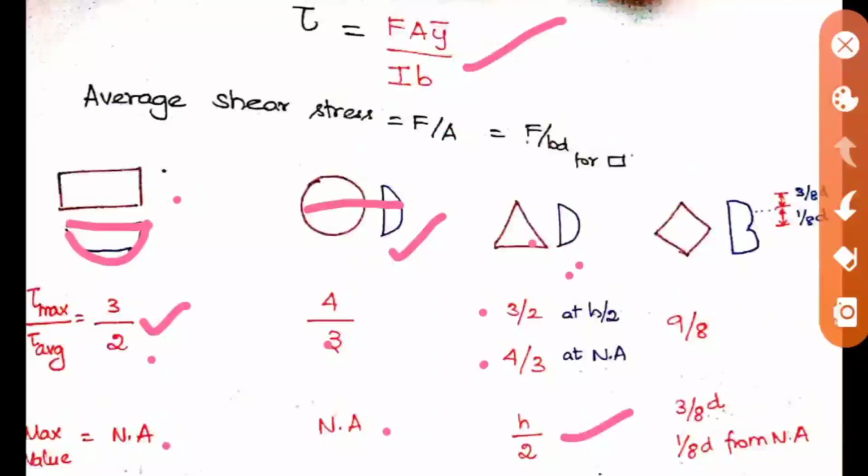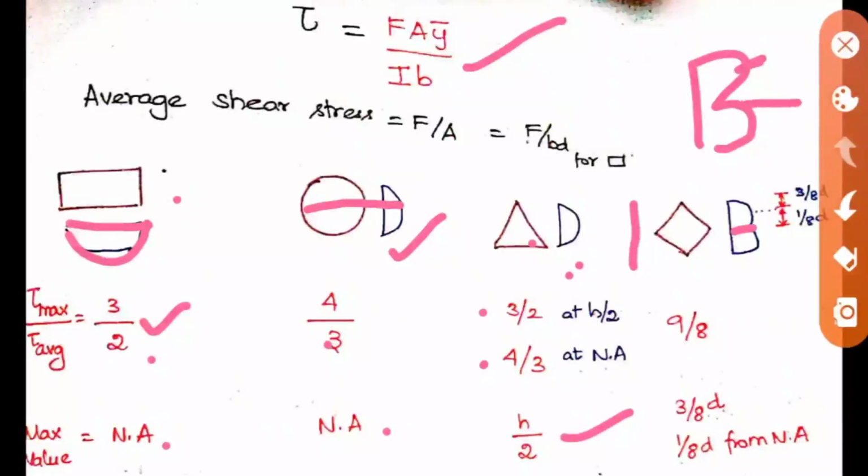And the last one is the diamond shape. For the diamond shape, the shear stress diagram will be of a B-like structure. Here this is your D value, so this is D by 2. Out of that, the location of the maximum is given as 3 by 8 times the D from the top. At that point you will have the maximum shear stress value, as it is a B-like shape.